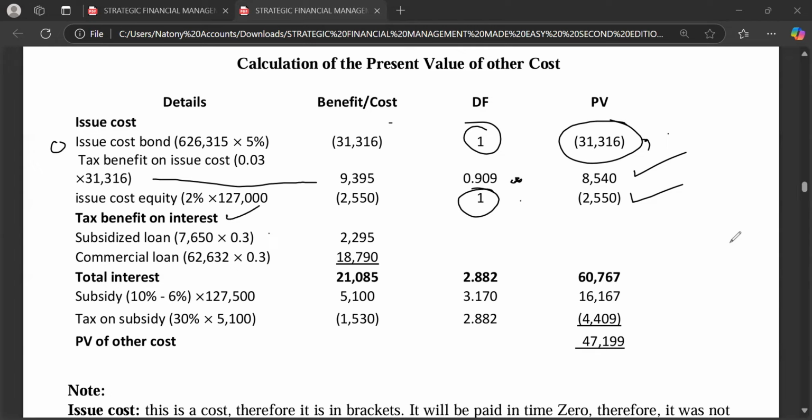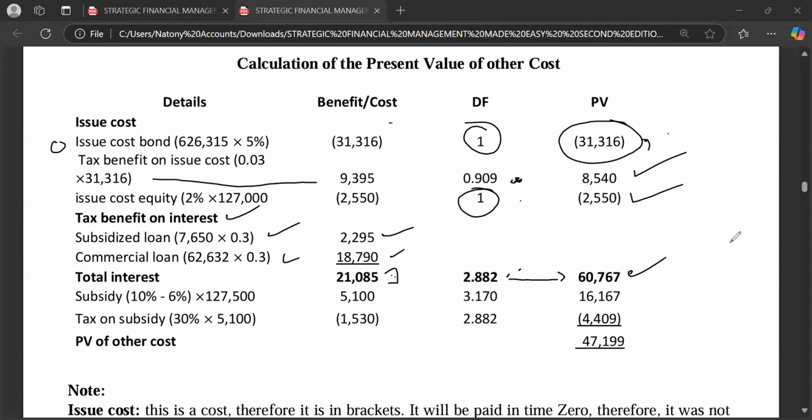Subsidized loan, 30% of the amount given by the government. Commercial loan, 30% also. So this gives you 22.9, while this gives you 18,790. So if you add it to the total interest to be paid for the period of 4 years, year 1 to year 4, is this amount. Discount factor, annuity year 1 to year 4, which was calculated, is this amount.